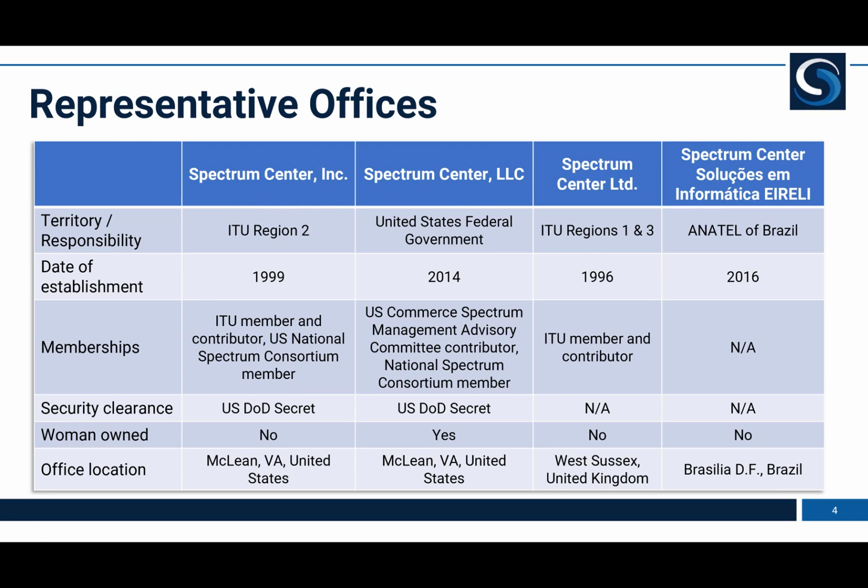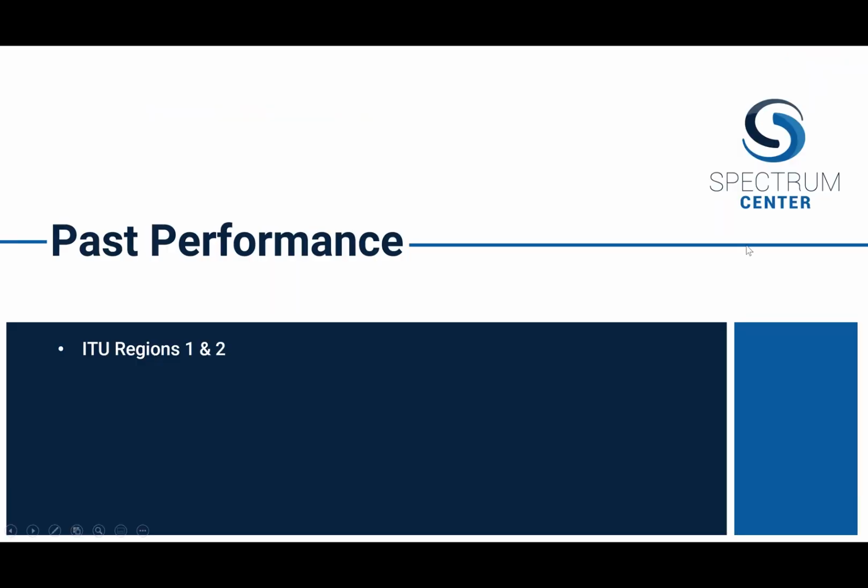The core product is developed out of Spectrum Center Inc. And Spectrum Center LLC is primarily focused on professional services for the U.S. federal government. And we also have Spectrum Center Limited, which has a primary focus on IT regions 1 and 3, and it's based out of the United Kingdom. And Spectrum Center in Brazil, I'm not going to try to pronounce the name, is based out of Brasilia, and its focus is primarily on tending to Anatel of Brazil, the telecommunications authority of Brazil.